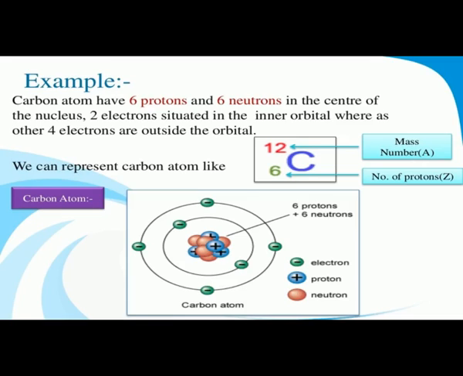Here the red mark 12 indicates the mass number. It always stands on the top left side of the atom, and on the bottom left side of carbon, the 6 indicates the total number of protons present in the carbon atom. So 12 is the mass number of carbon, and 6 indicates the number of protons present in the carbon atom.